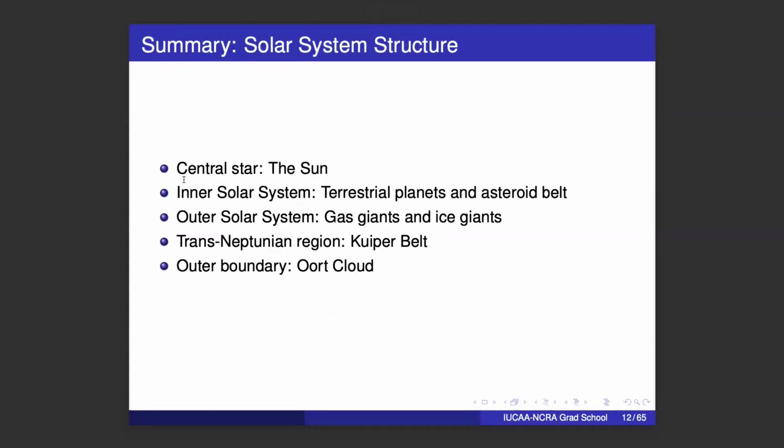Before we leave the solar system, a brief summary. There's a central star, only one star in our system, not a binary. There's the sun, and there is the inner solar system, which contains these rocky planets, and the outer solar system, which contains gas giants and ice giants. Then the trans-Neptunian region contains the Kuiper Belt, and the outer boundary is formed by the Oort cloud.